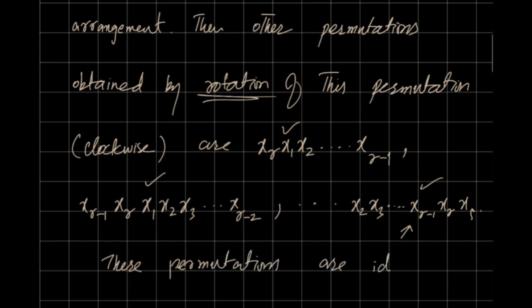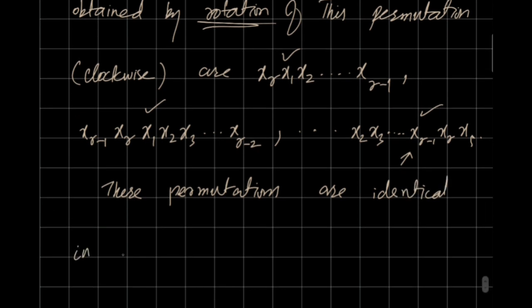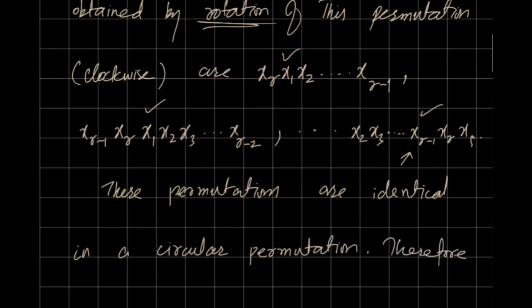These permutations are identical in a circular permutation. Therefore, they will be considered as 1. Okay.